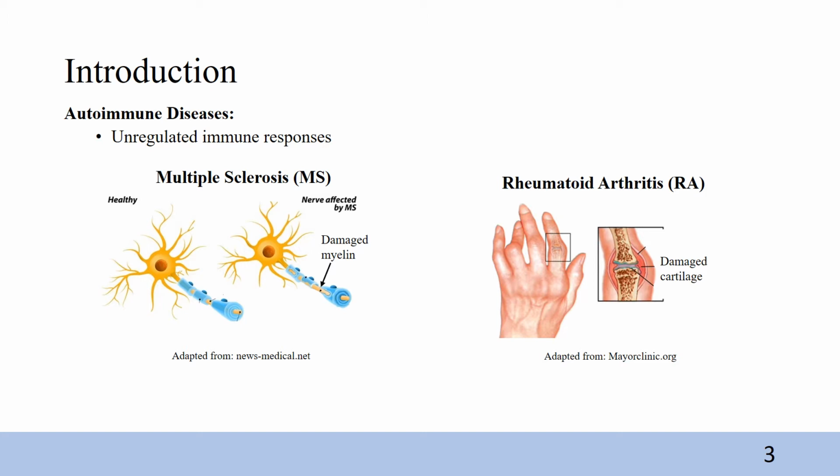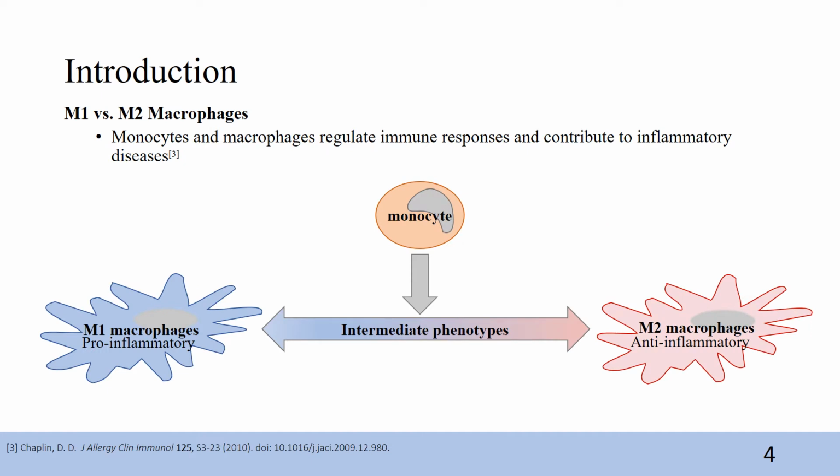In MS, the immune system mistakenly attacks the myelin surrounding the nerve fiber, causing miscommunication between the brain and the body. In rheumatoid arthritis, the immune system attacks body tissues like cartilage, causing pain and damage. As I previously mentioned, the immune system consists of various immune cells like monocytes and macrophages, and their dysregulation may contribute to inflammatory and autoimmune diseases.